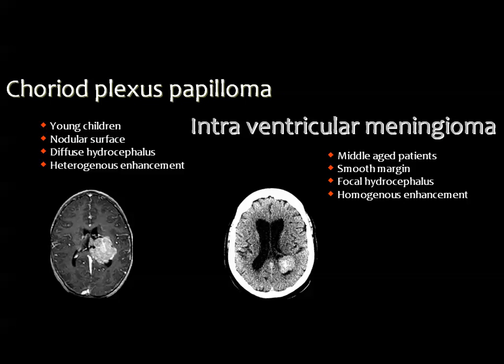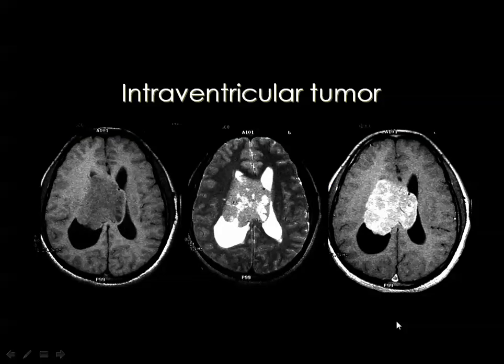The papilloma is frequently associated with diffuse hydrocephalus because of the overproduction of the CSF and the mechanical obstructive effect. But the meningioma may have focal hydrocephalus obstructing the occipital horn of the ventricle only. The choroid plexus papilloma usually shows a heterogeneous enhancement because of the internal bleeding and areas of necrosis, and the meningioma will show a homogeneous pattern of enhancement.